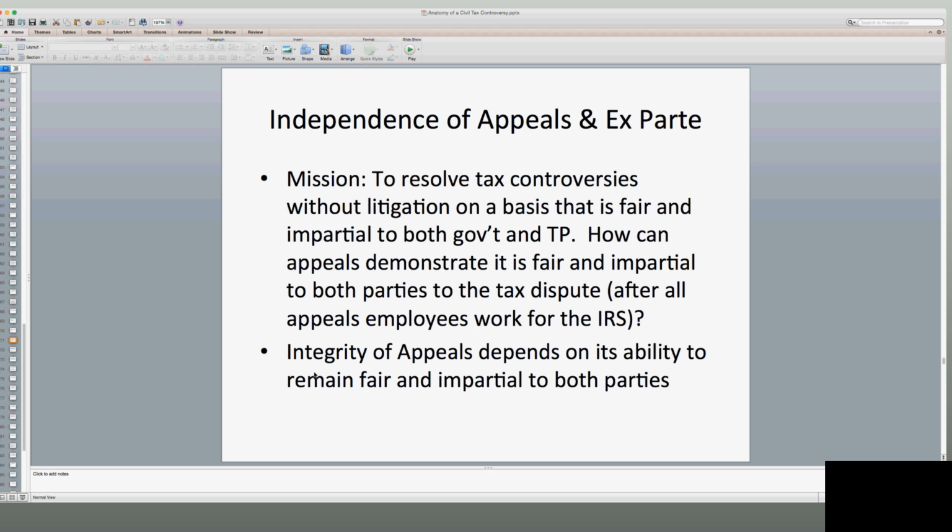And again, the independence of appeals and ex parte cannot be stressed enough. The mission is to resolve these controversies without litigation on a basis that's fair and impartial to the government and to the taxpayer. Well, how can appeals demonstrate it's fair and impartial to both parties to the dispute? After all, the appeals employee works for the IRS. And it's a circular thing. It gets back to this idea that their mandate and their charter is to be impartial, and that their whole integrity depends on their ability to remain fair and impartial.